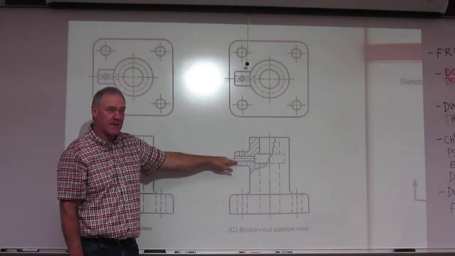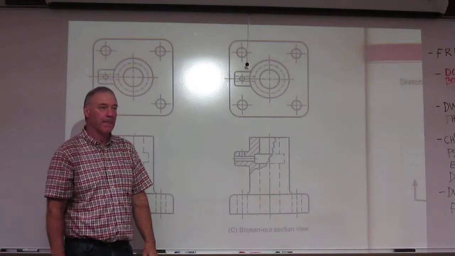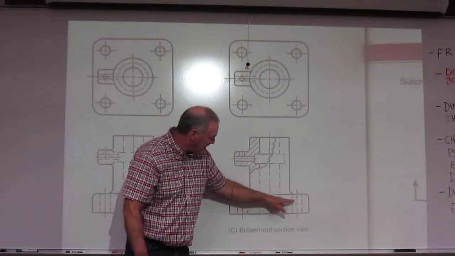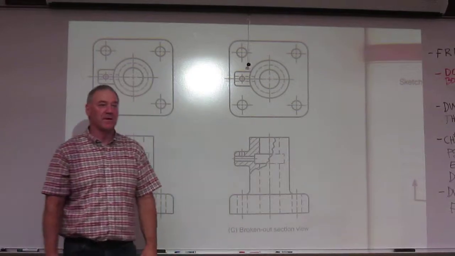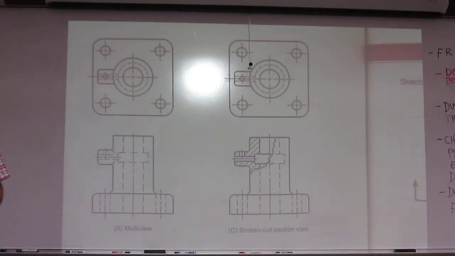So this is a case where a broken out section does a really nice job describing this little complex area right here. And in fact, I wouldn't hesitate to do 2 of them on here. Maybe do another one right down in here to get this hole with object lines. You can do more than one if you want. You don't want to have every portion of it done in a broken out section. Don't get too carried away, but it's okay to do up to 2 or 3 if the object's big enough.